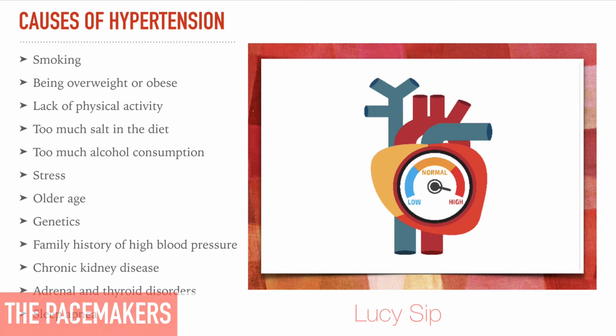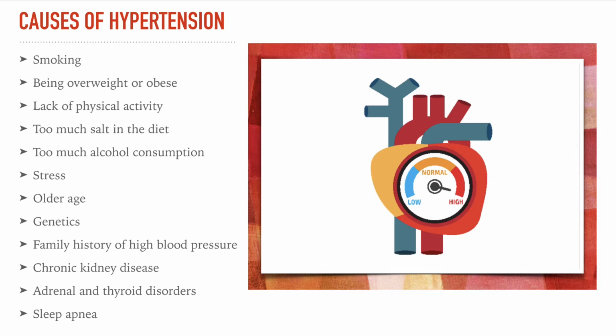The exact causes of high blood pressure are not known, but several things may play a role. In addition to the list Brenda mentioned, these factors also contribute to the cause of hypertension: too much salt in the diet, stress, genetics, family history of high blood pressure, chronic kidney disease, adrenal and thyroid disorders, and sleep apnea. One can have high blood pressure for years without any symptoms. Even without symptoms, damage to blood vessels and your heart continues and can be detected.